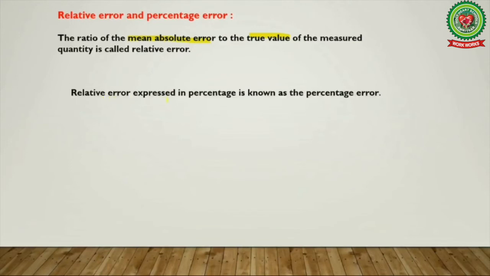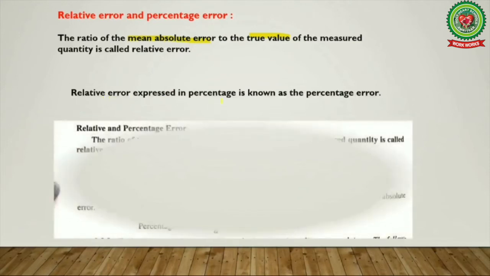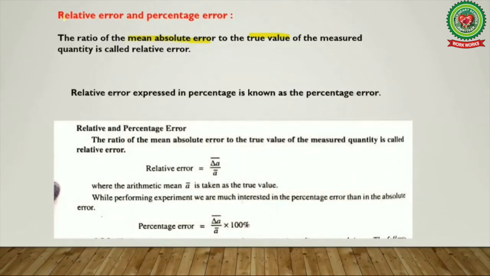Relative error expressed in percentage is known as percentage error. So relative error is the ratio of mean absolute error divided by true value. This is the formula for relative error. And what is percentage error? Whenever you are expressing the same relative error in the form of percentage, how can you convert it into percentage? Just multiply it by 100 and you will get the percentage error.